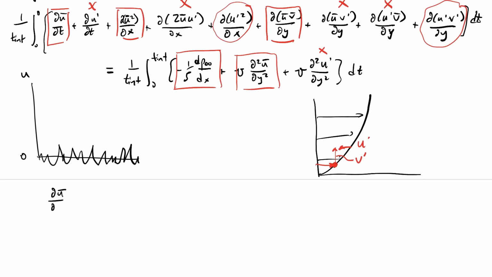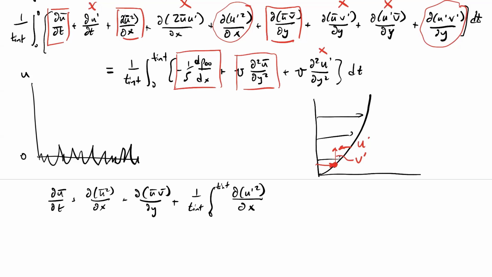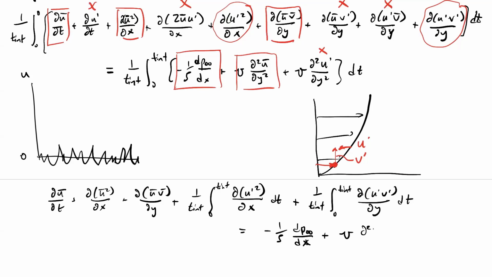So this becomes d u bar dt plus d u bar squared dx plus d u bar v bar dy plus 1 over t int of the integral from 0 to t int of d u prime squared dx dt plus 1 over t int of 0 to t int integral d u prime v prime dy dt. And that all equals, on the right-hand side, minus 1 over rho dp infinity dx plus nu d squared u bar dy squared. Right, that's our simplified form.